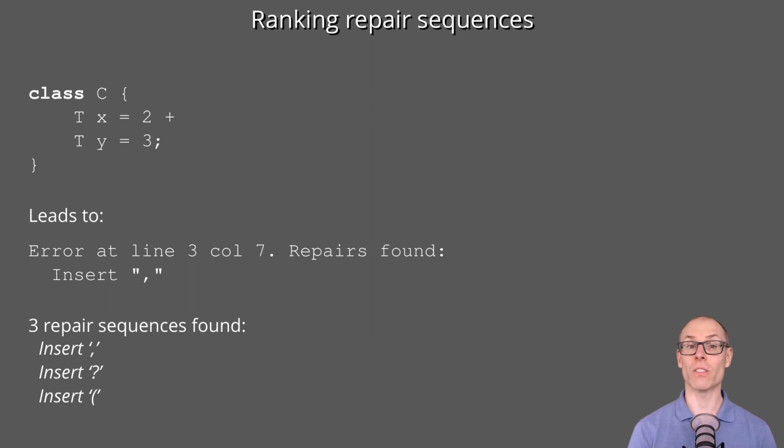However, having whittled things down to a handful of repair sequences, we can then let them pass further ahead and see what happens. In this case, the question mark and open bracket repair sequences both cause a subsequent syntax error, whereas the comma repair sequence doesn't. We therefore rank the comma repair higher than the other two, which are then discarded.